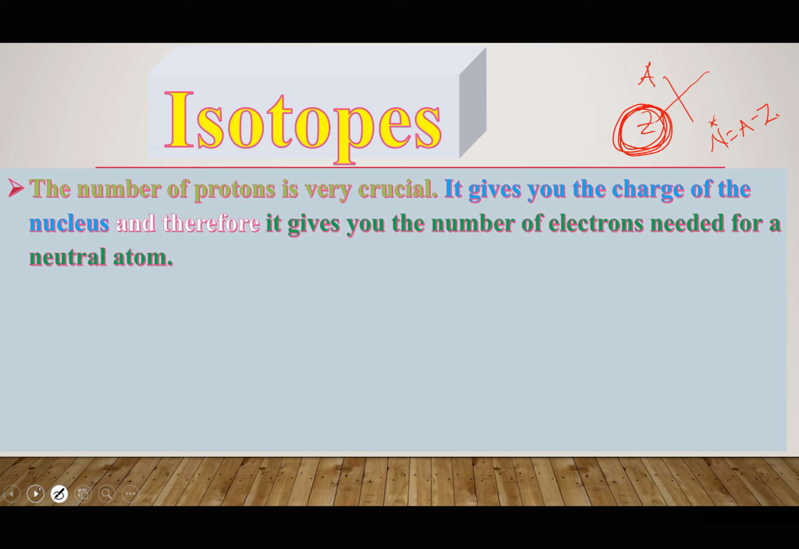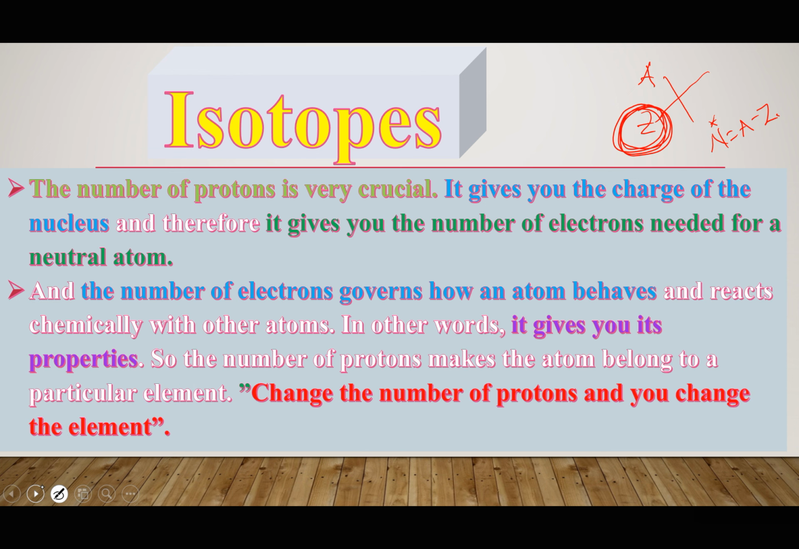It will give you the number of electrons which is needed for the atom to be neutral. And the number of electrons govern how an atom behaves and reacts chemically with other atoms. In other words, it gives you the properties of that atom. So the number of protons makes the atom belong to a particular element. Because the number of protons determines the number of electrons to make the atom neutral, the number of protons will make the atom belong to a particular element.